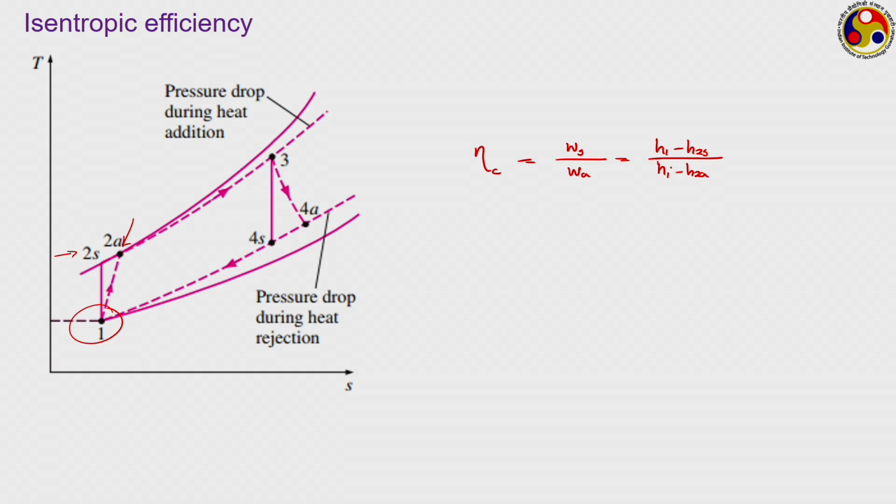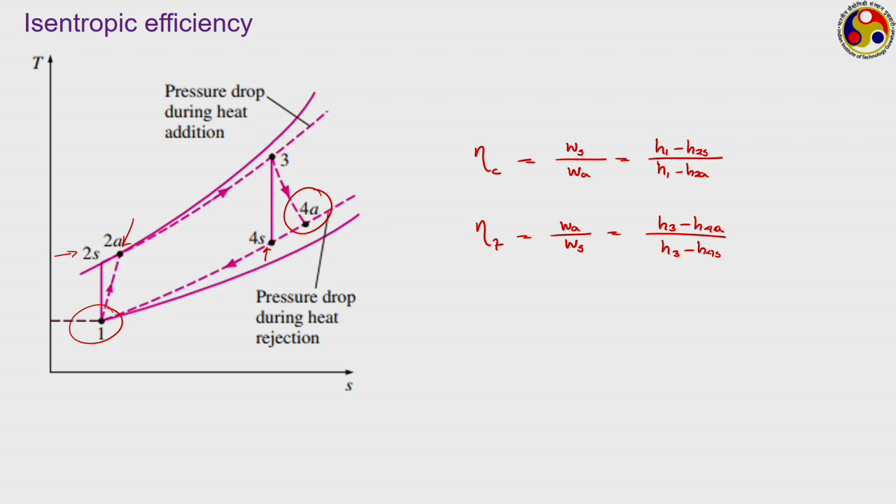Similarly, on the turbine side, had it been isentropic expansion, we should have reached 4s, but because of irreversibilities, we are not able to reach there, we are reaching 4a. So, again the net work output from the turbine will be lower. Similarly, we define an isentropic efficiency for the turbine, which is the actual work output from the turbine divided by the work output that you should have got if it were a reversible expansion. So, it is (h3 minus h4a) divided by (h3 minus h4s). In both cases the definitions are set such that the values are kept less than 100%.